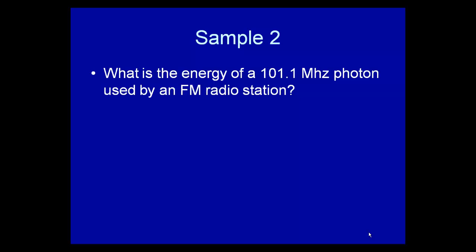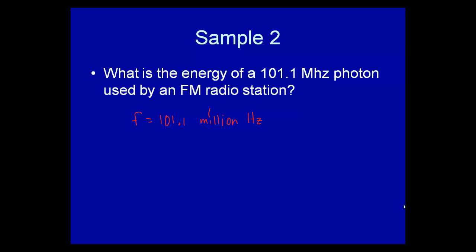What is the energy of a 101.1 megahertz photon used by an FM radio station? The 101.1 is what we call the call signal. It's the carrier wave. For an FM radio station, it's in the megahertz range. So 101.1 broadcasts on 101.1 megahertz. That's their carrier wave. On top of that, they superimpose the music, and the music gets to your stereo. So the frequency is 101.1 million hertz.